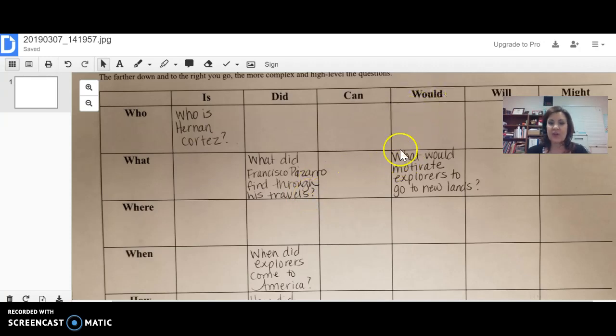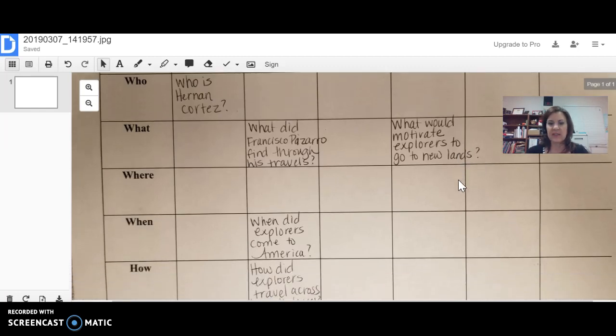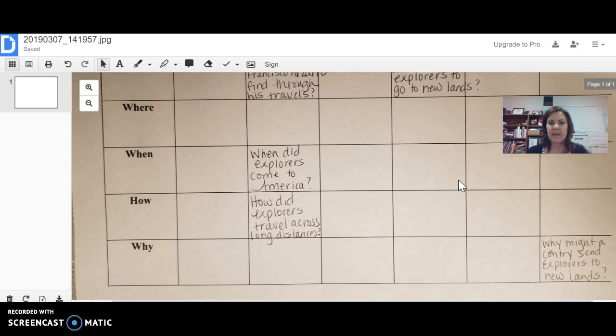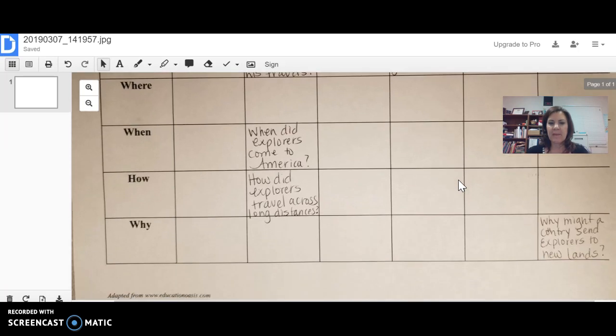I'm going over here to the would. I have what would motivate explorers to go to new lands. So we're starting the question, why did these people actually do their job? What motivated them to see new things? Think about how now, as we're at the bottom part of the chart, how these questions are deeper and going to guide me to bigger answers.